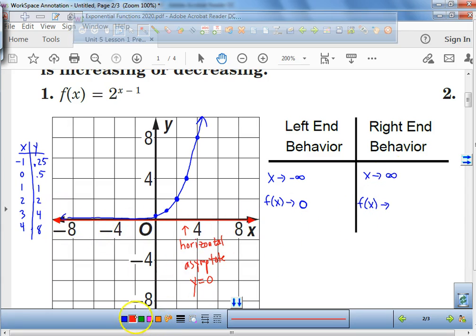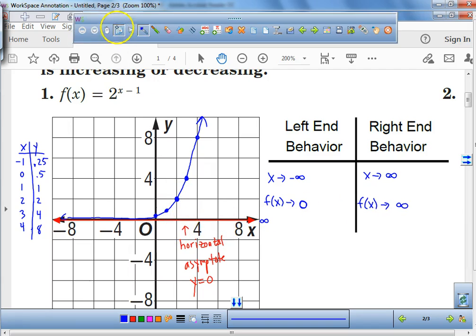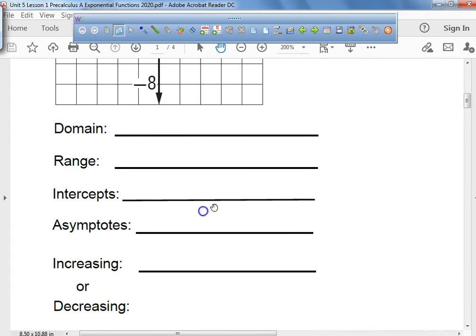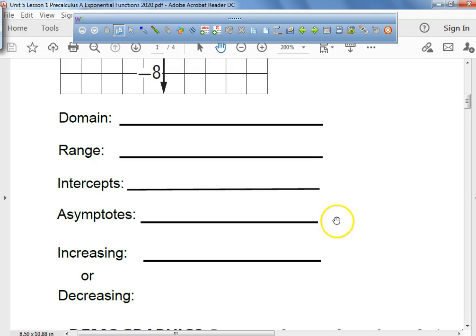But as x is approaching +infinity, where are my y values heading? +infinity. So this is the left-end behavior of this exponential function, and this is the right-end behavior of this exponential function. Okay? So right now, we're gonna look back at this, but I got to scroll down and we got to look at what the domain and the range and the intercepts and all that stuff are.